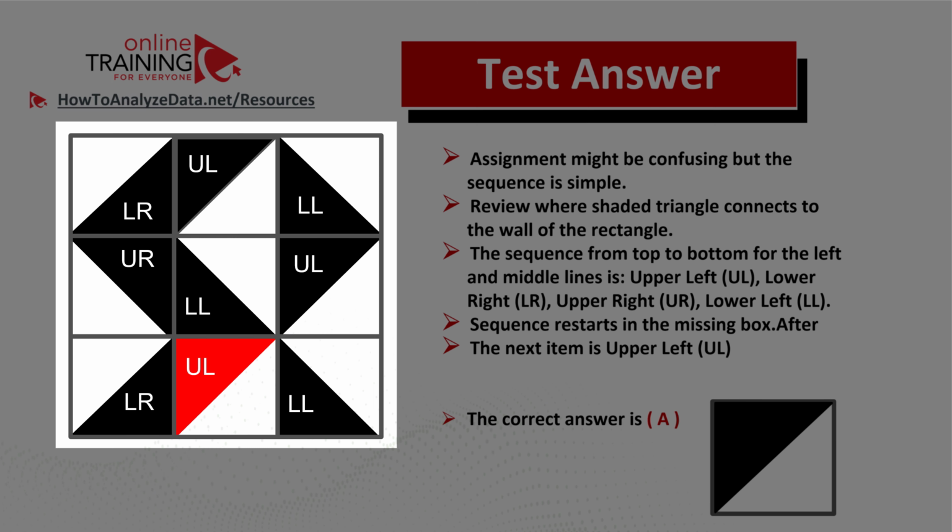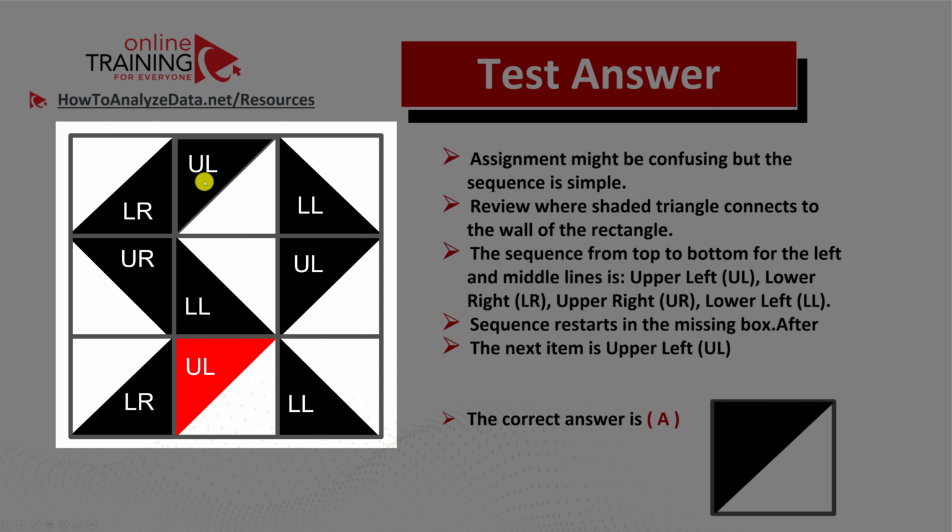As usual, to solve these types of questions, you need to look at the sequence. The sequence is determined by where the inside dark triangle connects to the inside walls of the rectangle. For example, if you look at the left and middle line, this is where the sequence is. It starts with upper left, so we have upper connection and then left connection. Then it goes to lower right, then upper right, and then lower left. And then this is the missing box where we need to find the missing square.